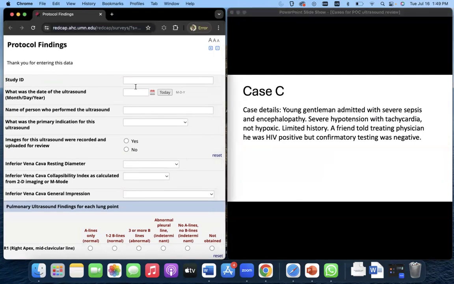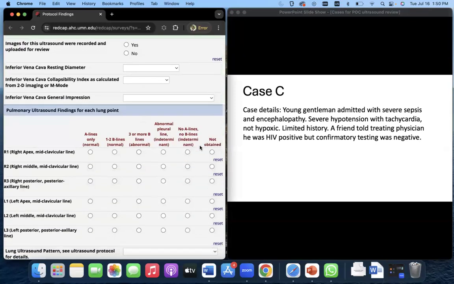Just refreshing the form. And then our third and final case, case C, is a young gentleman admitted with severe sepsis and encephalopathy. He had severe hypotension with tachycardia, but was not hypoxic. He has a limited history. A friend told the treating physician that he was HIV positive, but confirmatory testing was negative. Again, the indication is probably looking for sepsis evaluation.